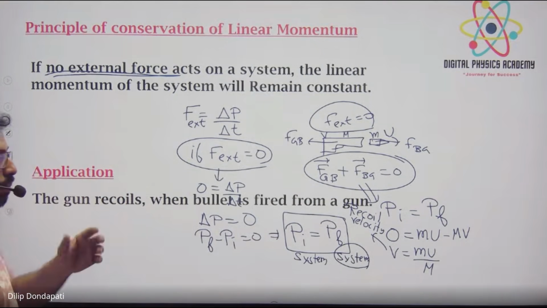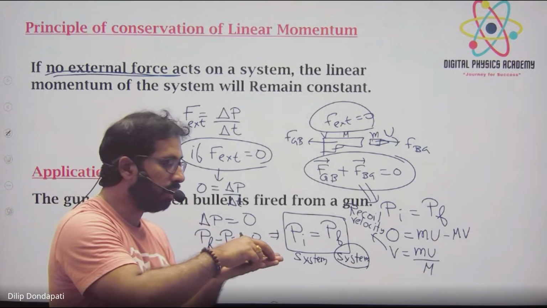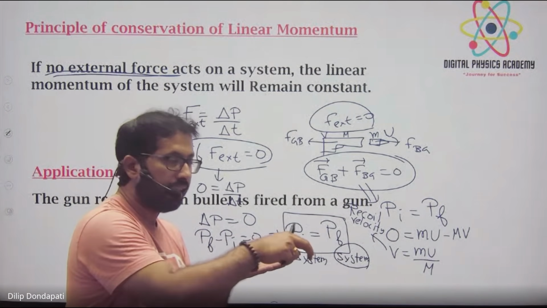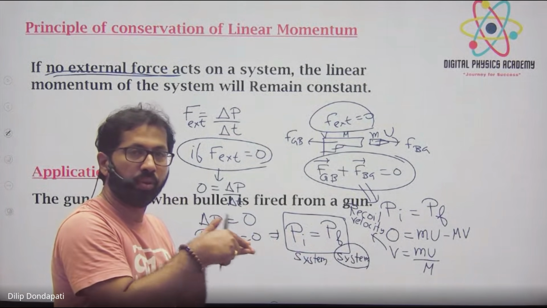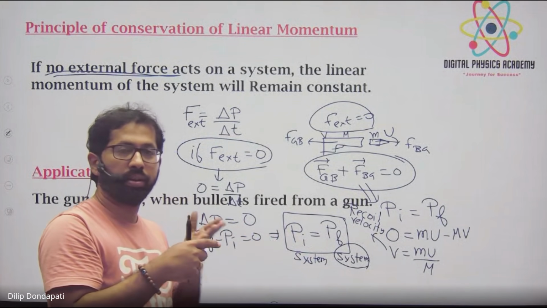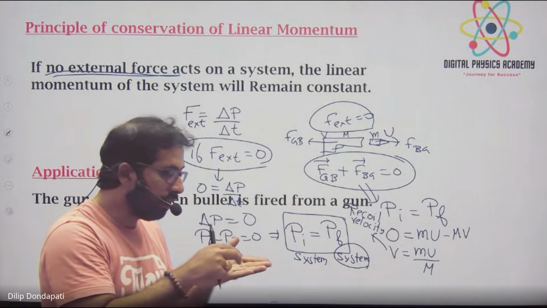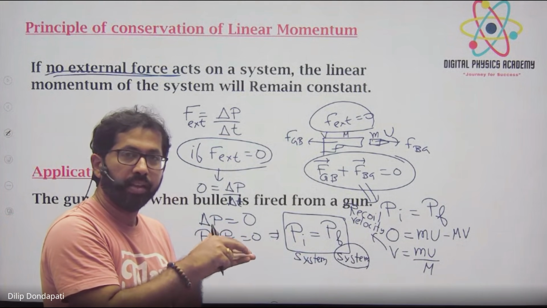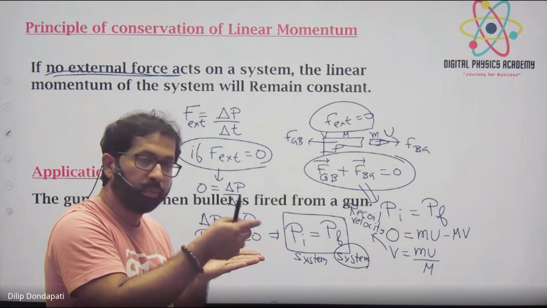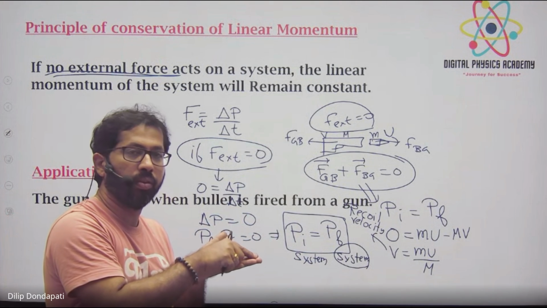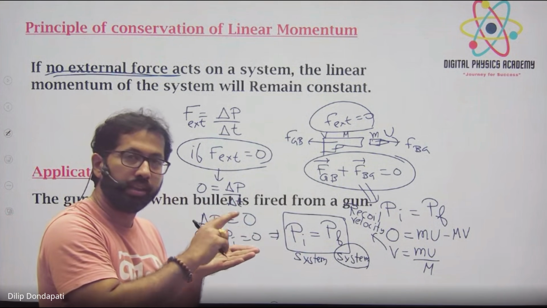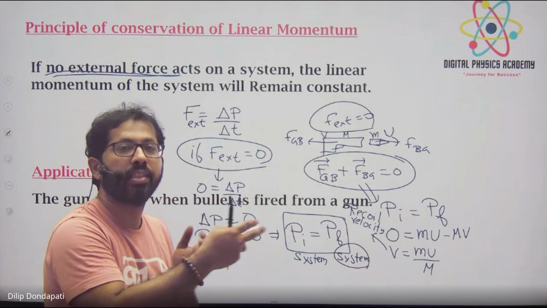In any situation it will work, like the boat and the person. Suppose the person is coming down, at that time the boat will go backside. That is called recoil. Why is it going back? Because he is applying a force on the ship, and the ship is also applying a force on him, an action reaction pair.